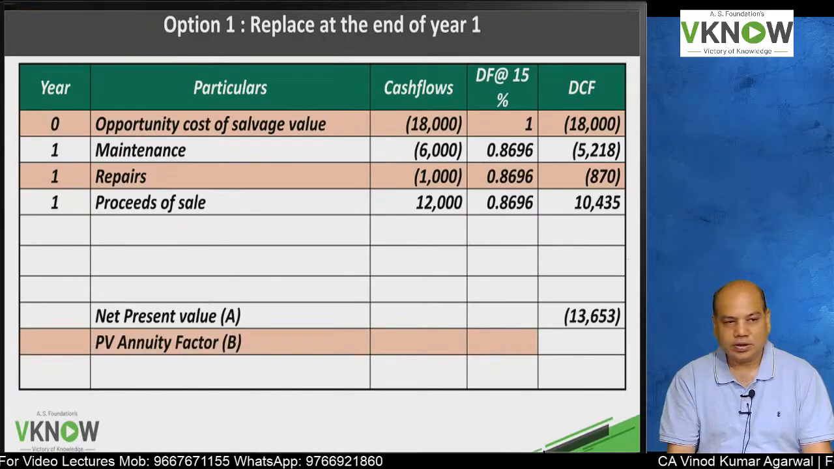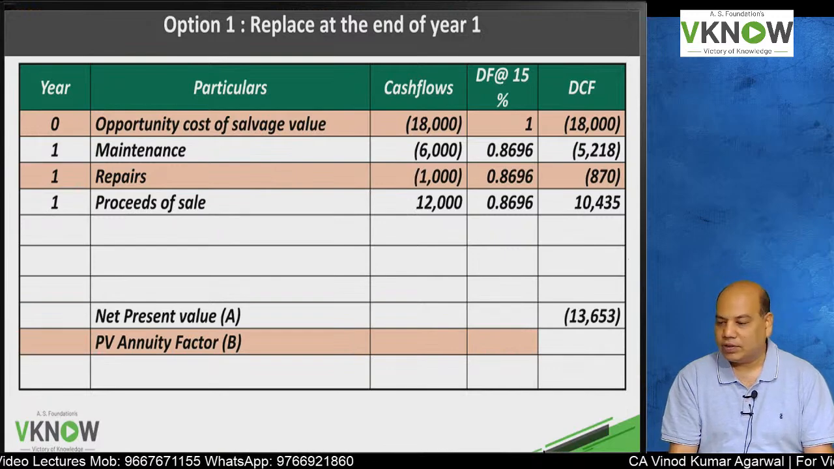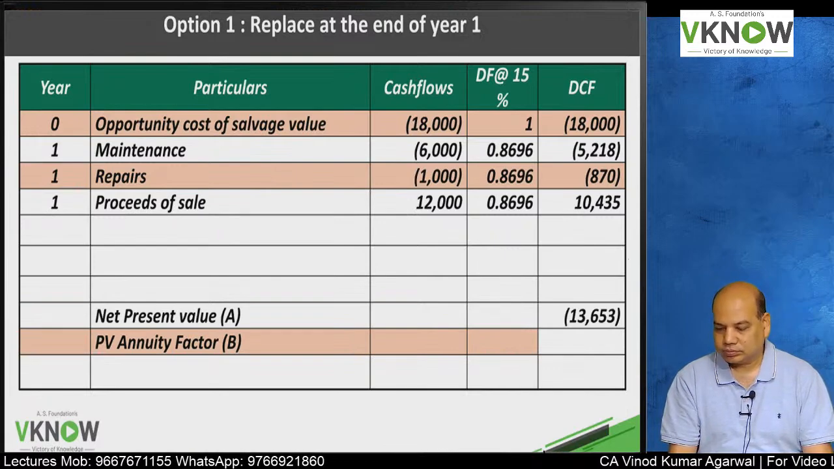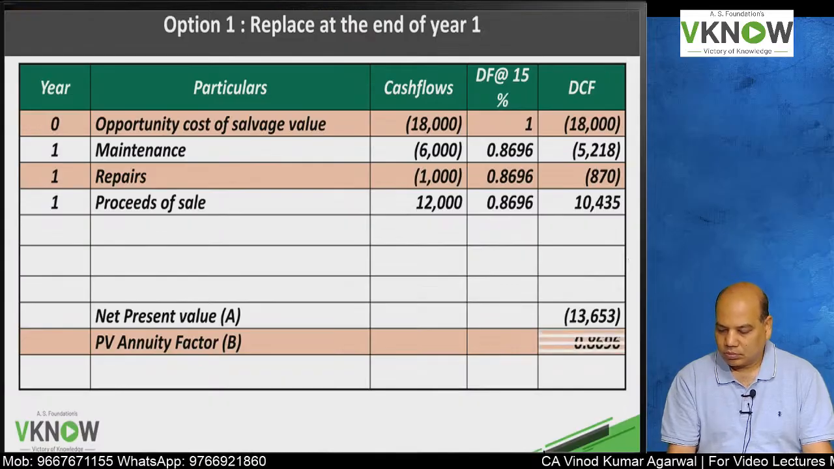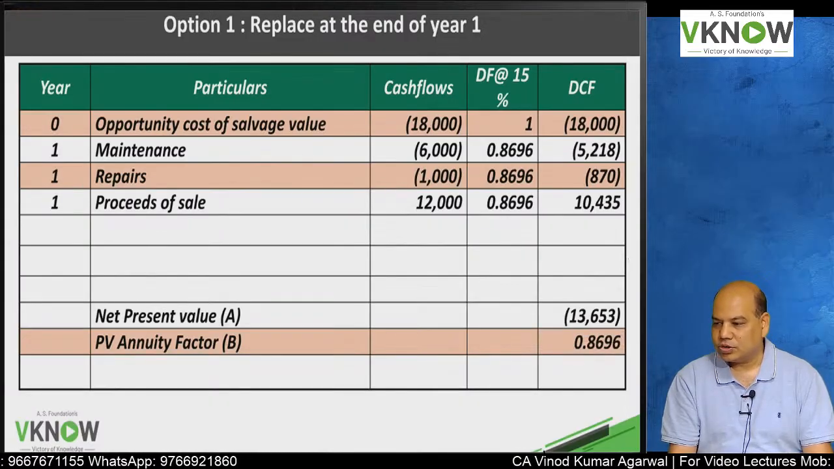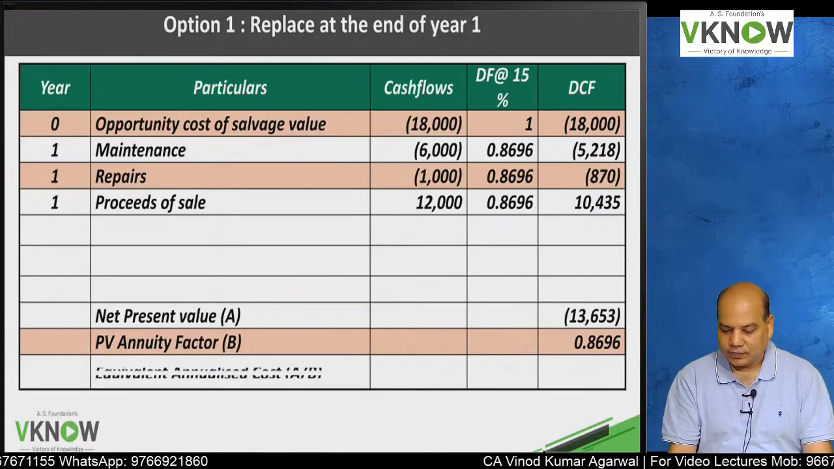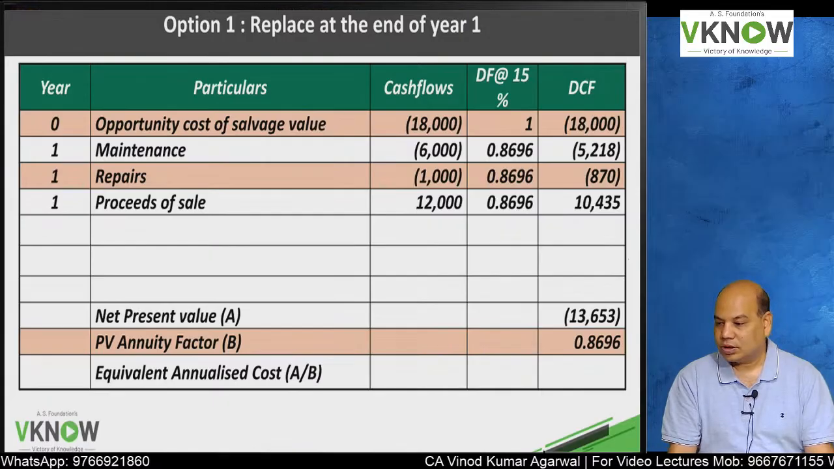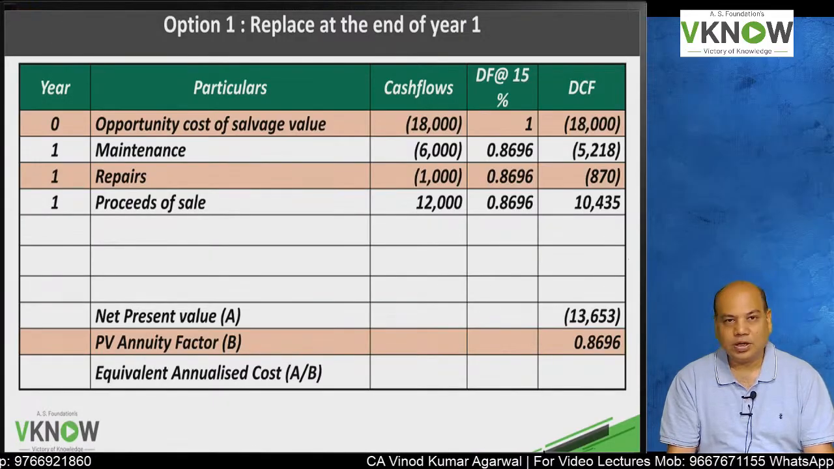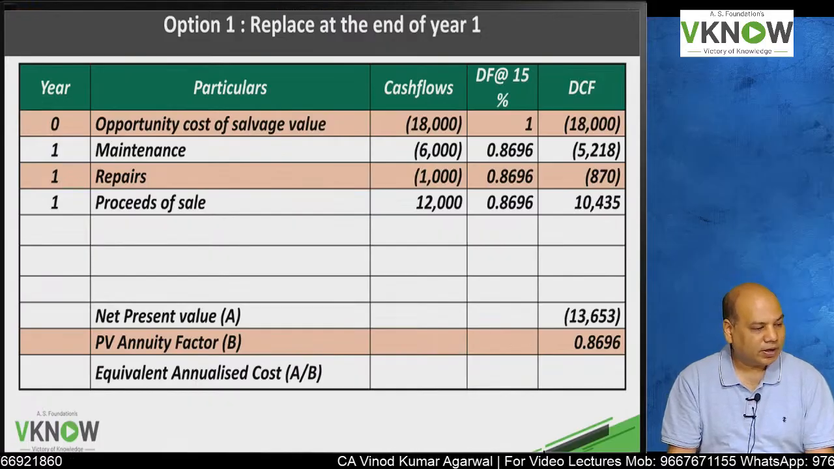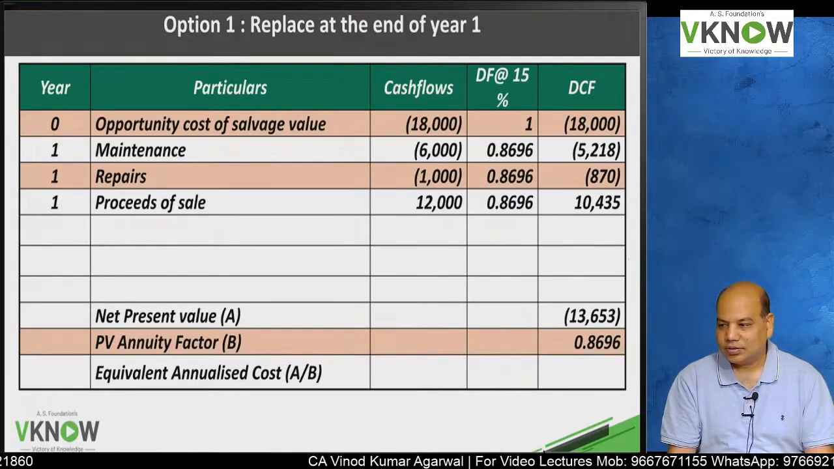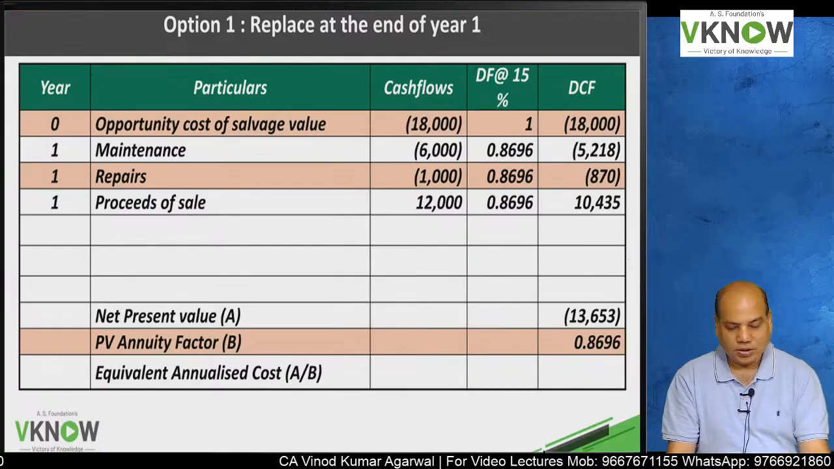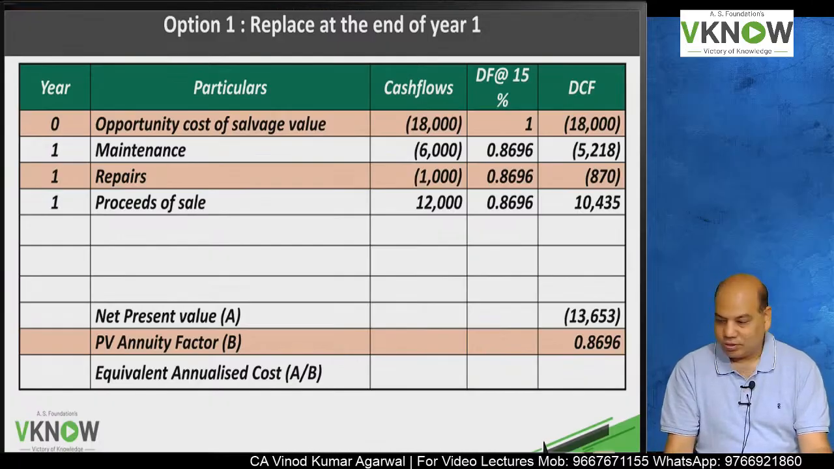PV annuity factor: 0.8696, because it's 1 year only. Therefore EAC, net present value divided by annuity factor. Anybody? Come on, please reply. You are a good student. You can do it.